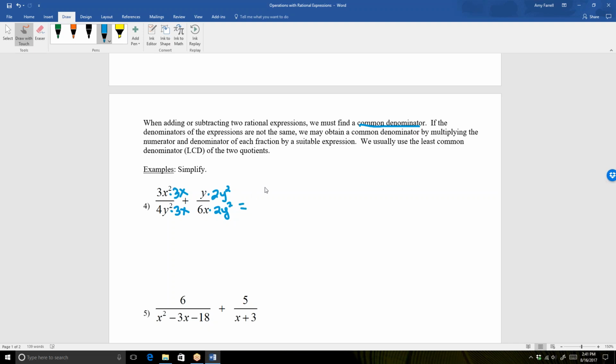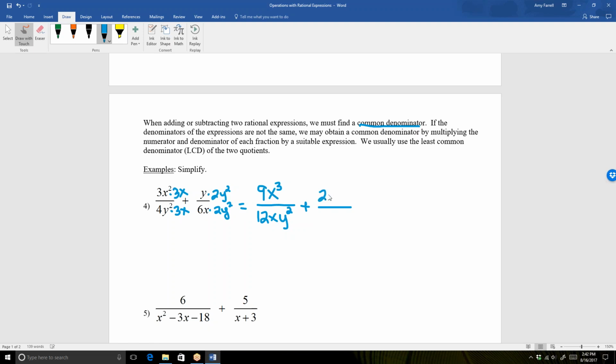So 3x squared times 3x would be 9x to the third. Wow, that's supposed to be a 3. That doesn't really look like a 3. Let's make this look a little bit better. There we go. In the denominator, I have 12xy squared. Now, order is not important. I went ahead and put the x in front of the y squared, but it's okay if you want to write that as 12y squared x. That would be just fine. I just put them in alphabetical order. You don't have to do that.